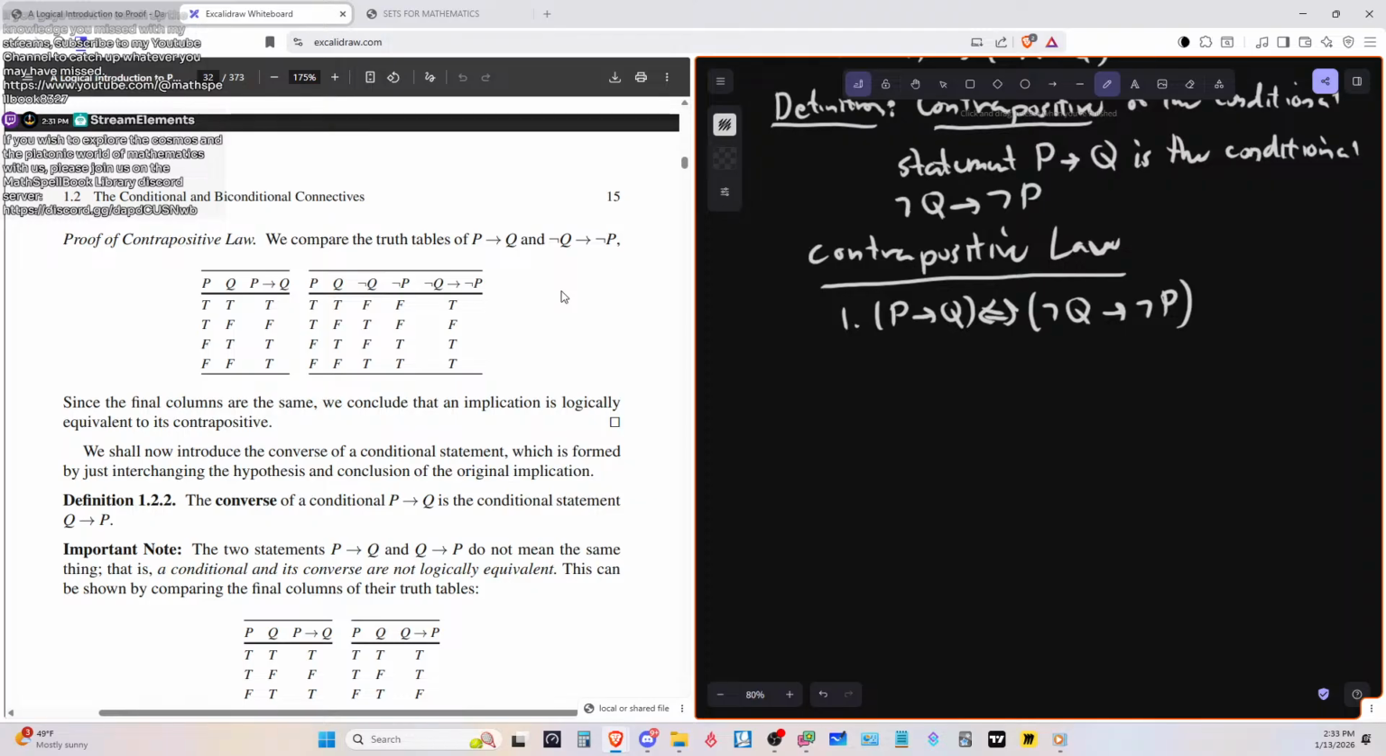Oh yeah, they're showing how it looks right here. So I guess with truth tables, you can also make mathematical proofs here.